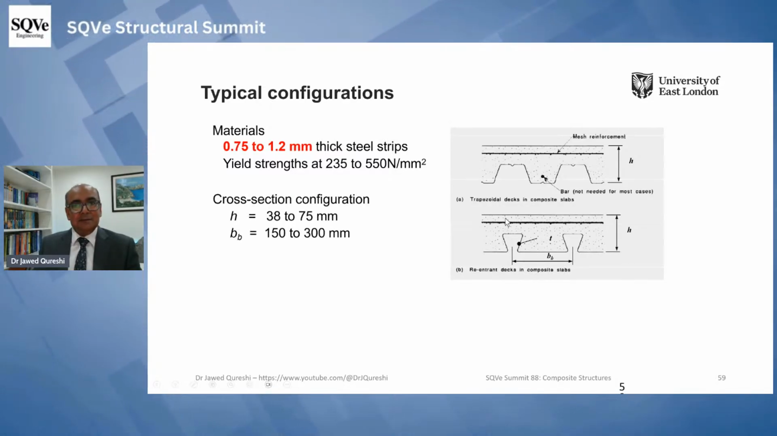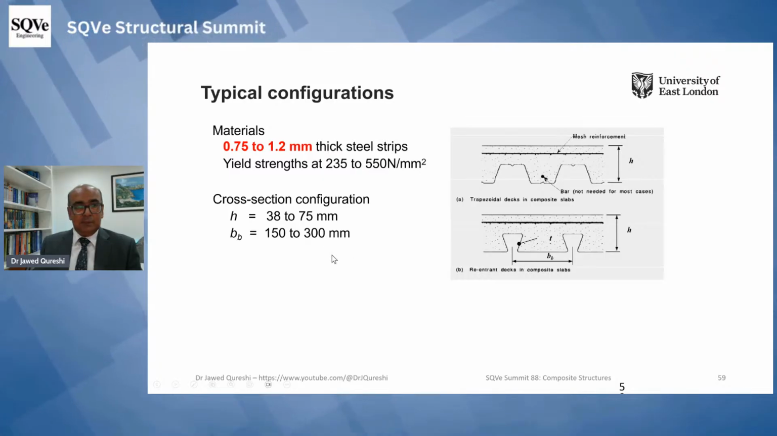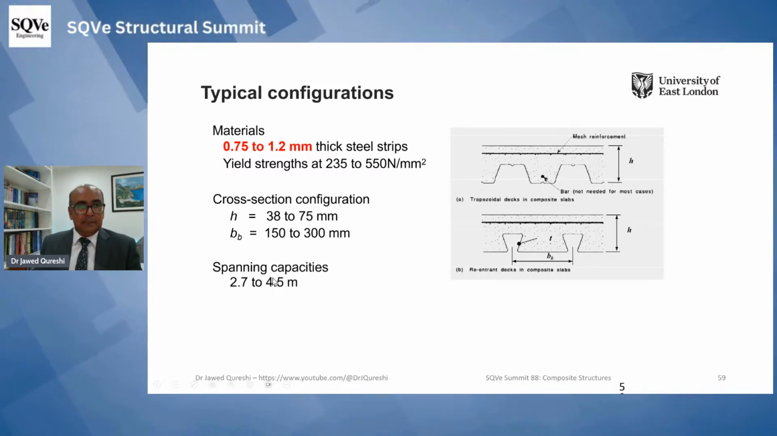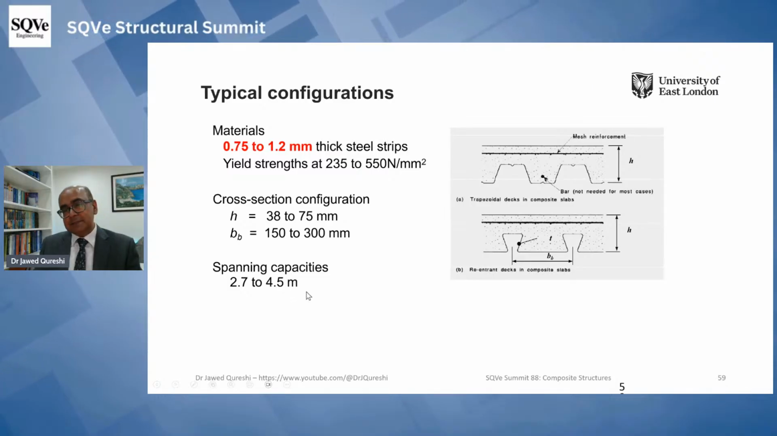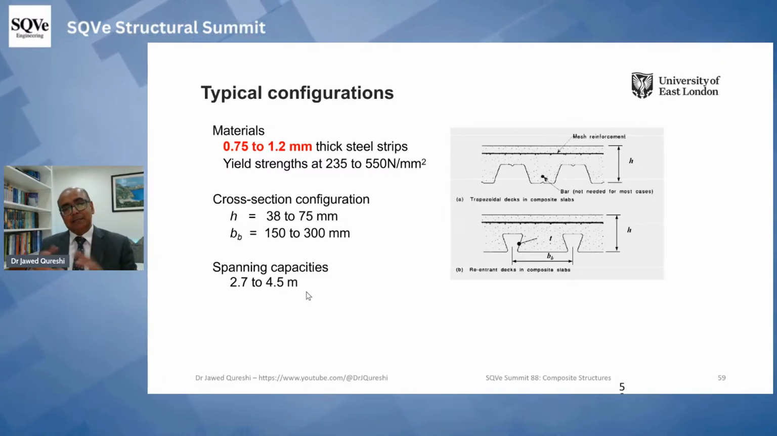Cross sections, height of the stud 38 to 75. Again, nowadays we have up to 150 millimeter deep decks as well. And B naught is the width, so width up to 300 millimeter. Spanning capability 2.7 to 4.5, but these days we have up to 6 meters as well, as we're getting new and new products each day.